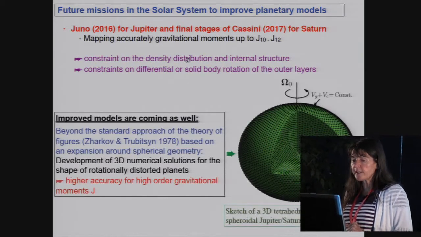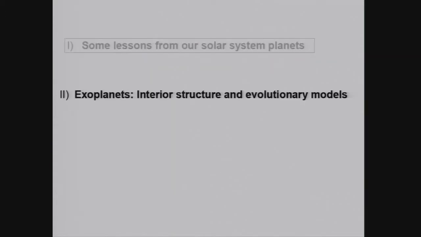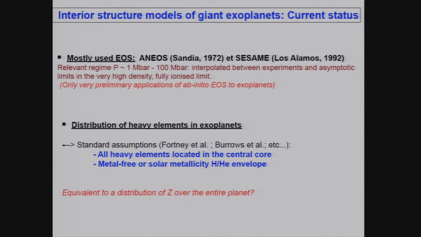And what is very interesting is that now also improved models which take into account the obliqueness of planets are being developed, beyond the standard expansion around spherical geometry which has been used up to now. Those are, for example, models that my colleagues in the Applied Math department in Exeter are developing. So having this in mind, let us go now to exoplanets.